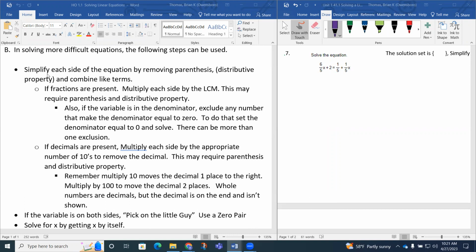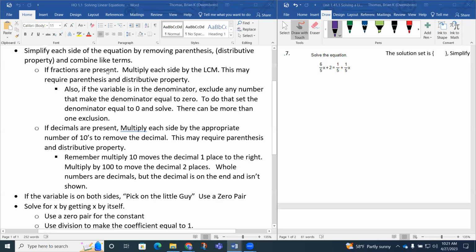So the first thing is, since this looks kind of weird, we want to simplify each side of the equation by removing parentheses, distributive property, and combining like terms. So I don't see any parentheses, and there's not any like terms here. But fractions are present. We do have these denominators here, which means fractions are present. What I can do is multiply each side by the LCM. This may require parentheses and distributive property.